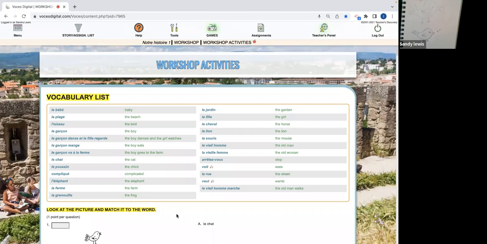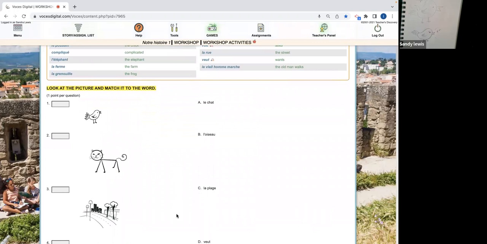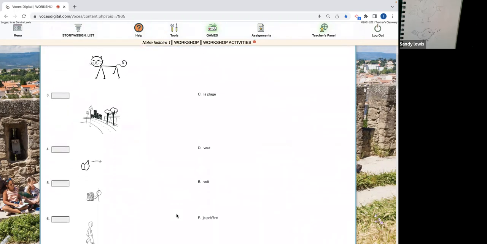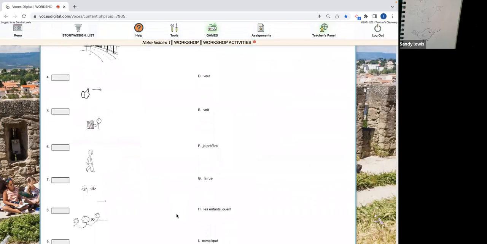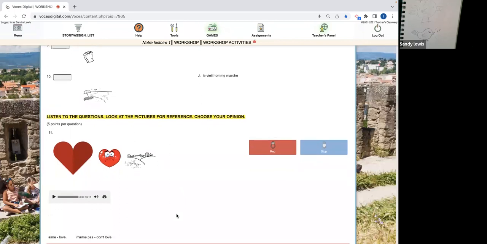So what I did was I plopped in the pictures. Look at the picture and match it to the word. It's clean. It's simple. It's not complicated. You've got lots of space on the page, so the brain is not overloaded with pictures. And I just said, take a look and match it to the word. There you go. We played around with a few, 10 minutes each day, and then listen to the questions.